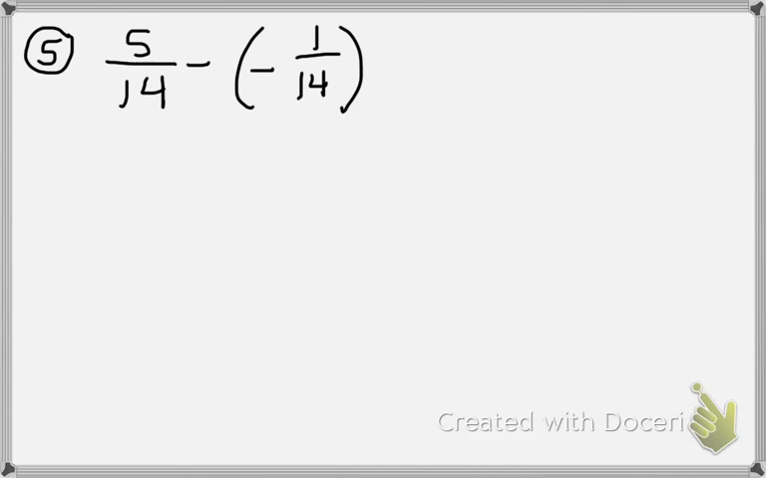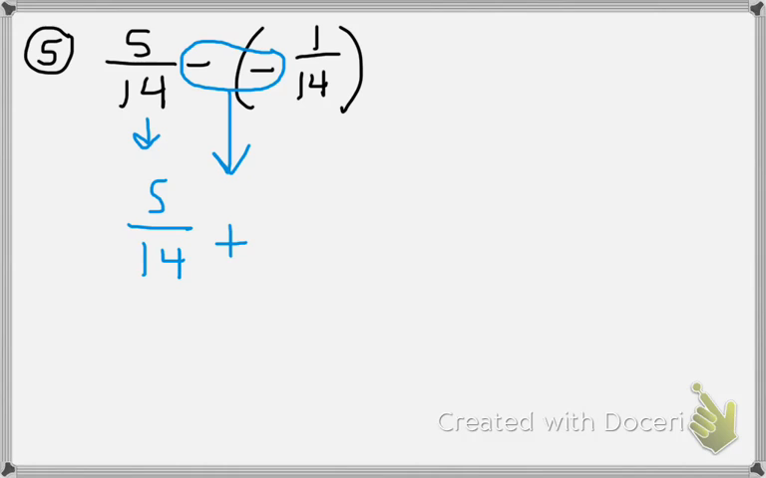And number 5, we have 5 over 14 minus a negative 1 over 14. Now, do they have the same denominator? Yes. Okay, so now we can continue with adding or subtracting the numerators. But first, you have to remember, you see two signs next to each other. Okay, a negative and a negative make a positive. Then we bring down everything else, so 5 over 14. Okay, now it's plus 1 over 14.